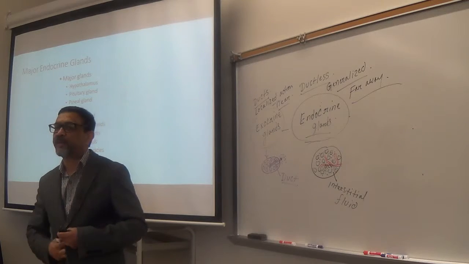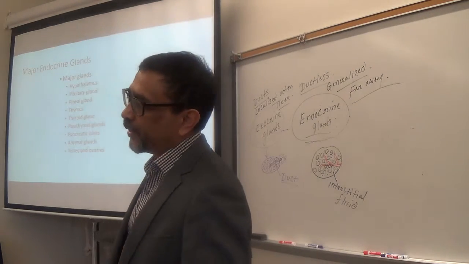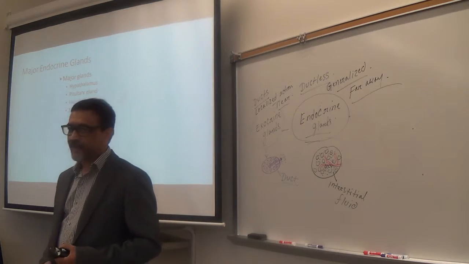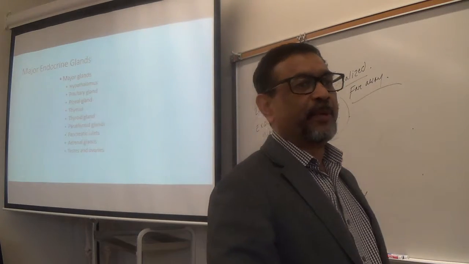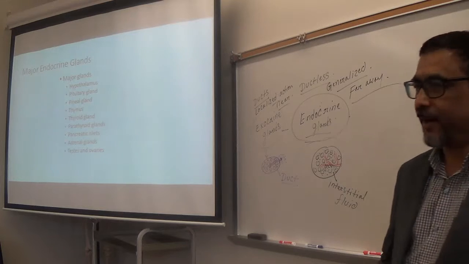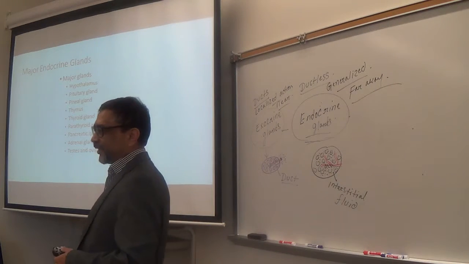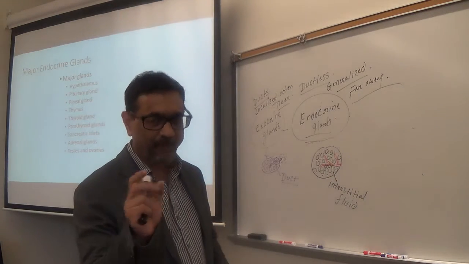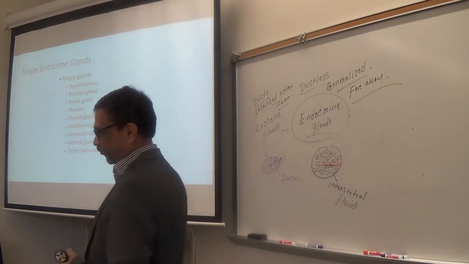Now, since we are talking about the endocrine system, what are the important endocrine glands in your body? As I have already mentioned, the hypothalamus in the brain, the pituitary gland also in the brain, and the pineal gland in the brain. So those three important endocrine glands are located inside what? The brain. Hypothalamus, pituitary, and pineal.